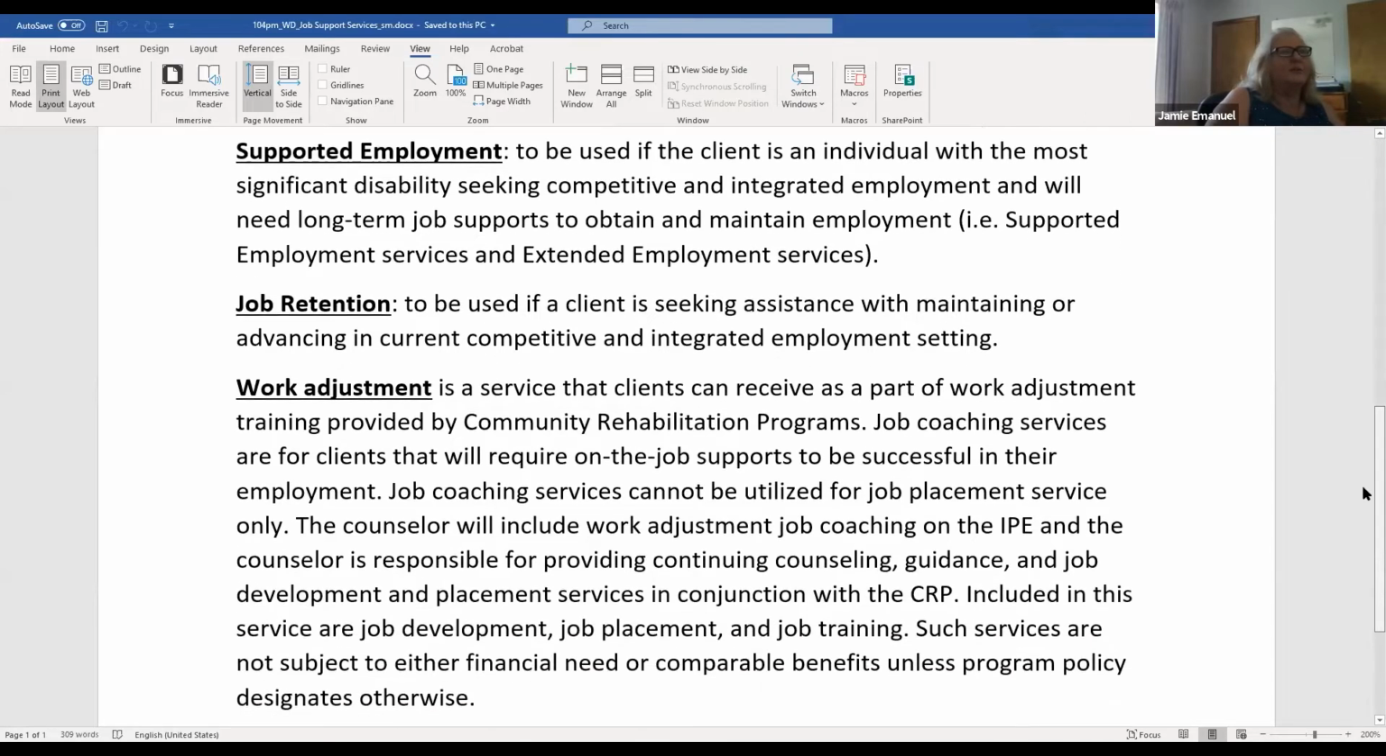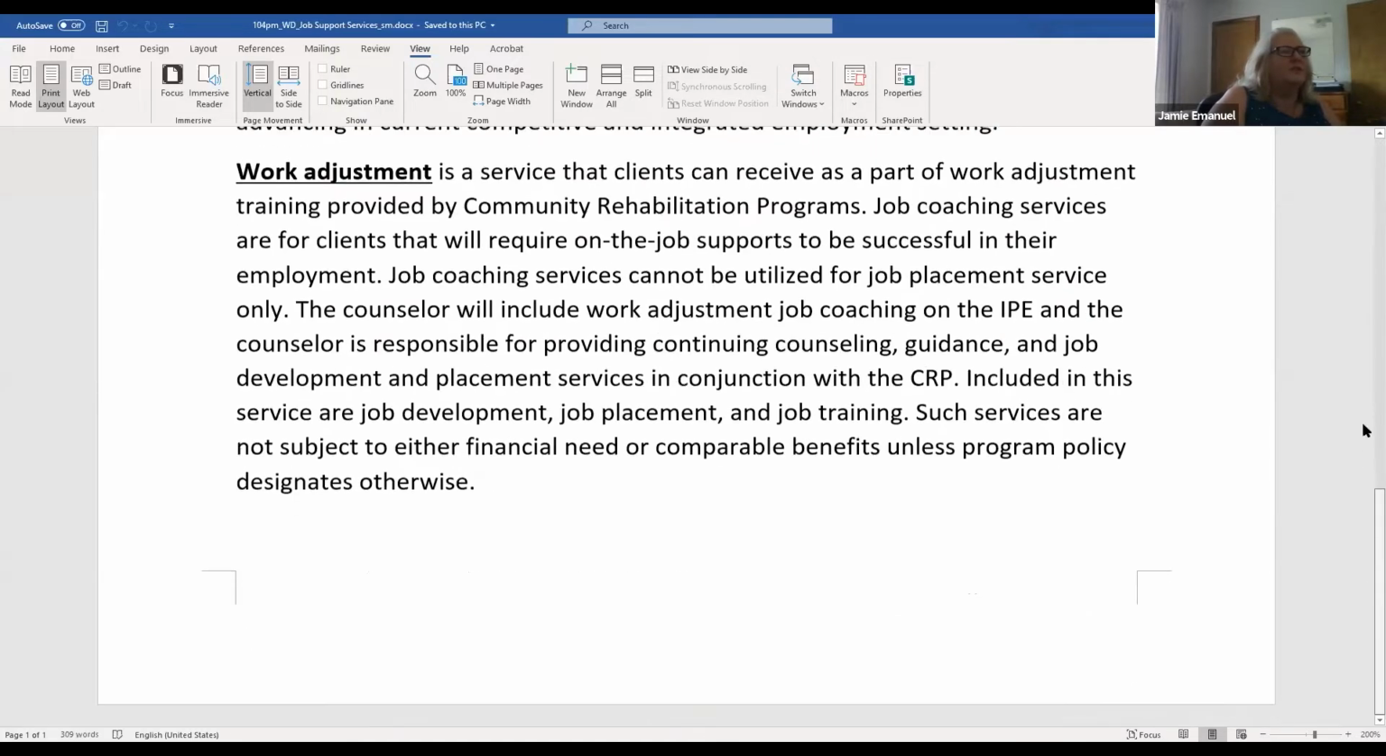And then work adjustment training. This usually takes place way before we get to employment, but sometimes when we get to the employment step, we may have to look at work adjustment. So, this helps the client or the consumer receive work adjustment training through a CRP, or a community rehabilitation program. And job coaching services are for the consumer that requires on-the-job supports to be successful in their employment.